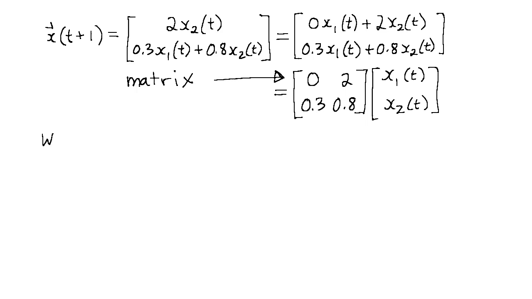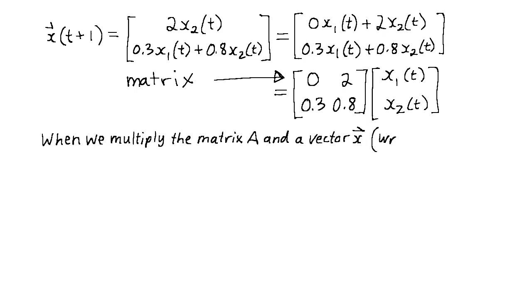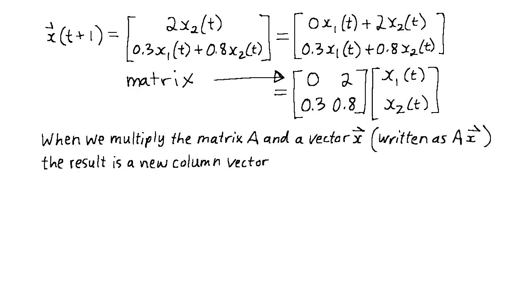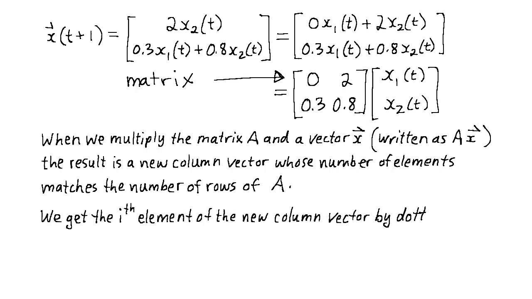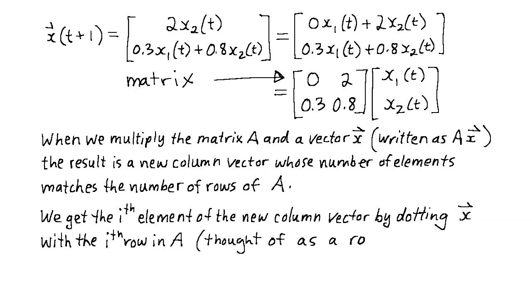In general, when we multiply a matrix A by a vector x, written as Ax, the result is a new column vector whose number of elements matches the number of rows found in the matrix. Importantly, we get the ith element of the new column vector by dotting x with the ith row of A, thought of as a row vector.